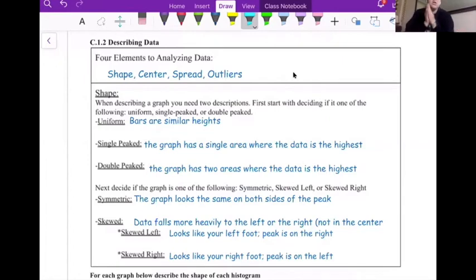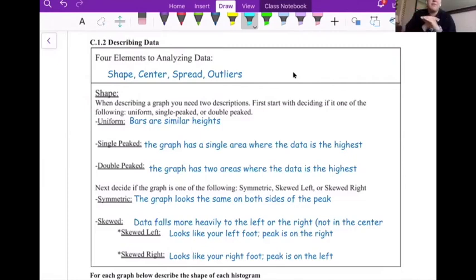And so the shape is described by 2 things. One, we either pick if it's uniform, single peak, or double peak. And so uniform is if the bars are pretty similar height. A single peak is where the data has a single area where it's highest. And then a double peak is if there's 2 peaks or 2 areas where the data is the highest. And so we pick if it's uniform, single peak, or double peak. So that's 1. And then we say if it's symmetric or skewed. And so symmetric means that it looks the same on both sides of the peak.